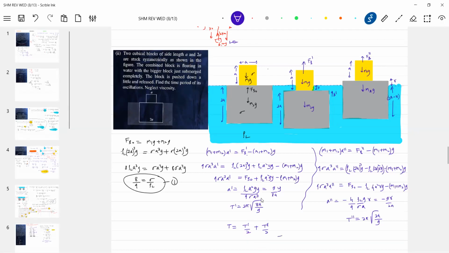So final answer will be total anything. Can we simplify this one? 3 pi under root 2A by g. This will be your answer. I think this can be asked in advance, nothing big.